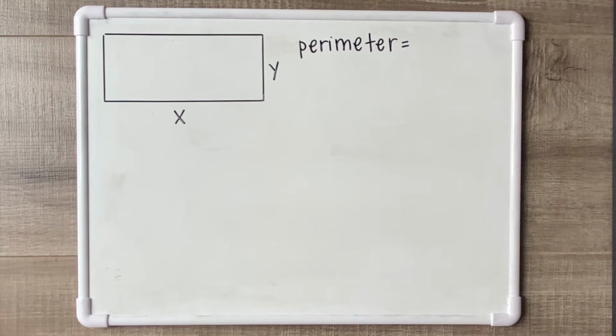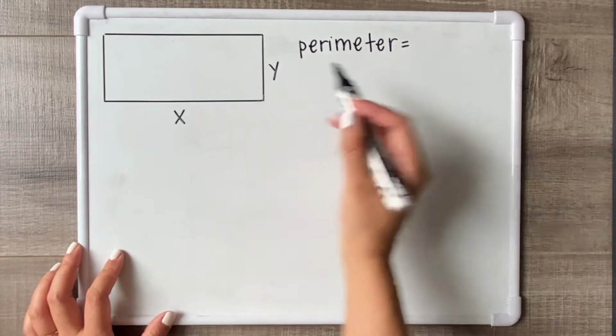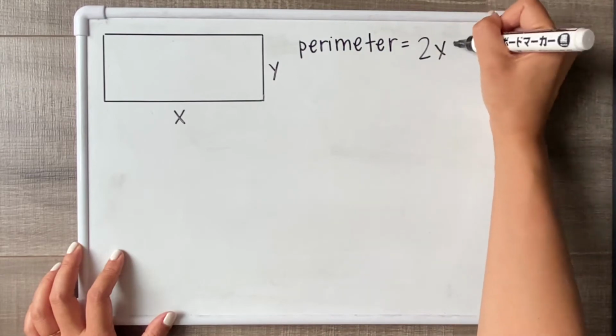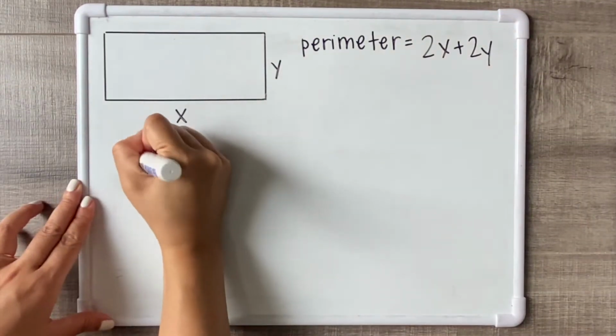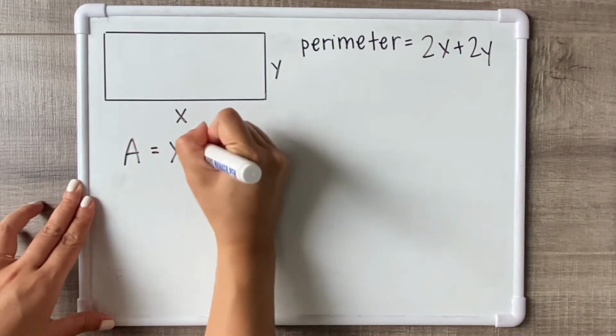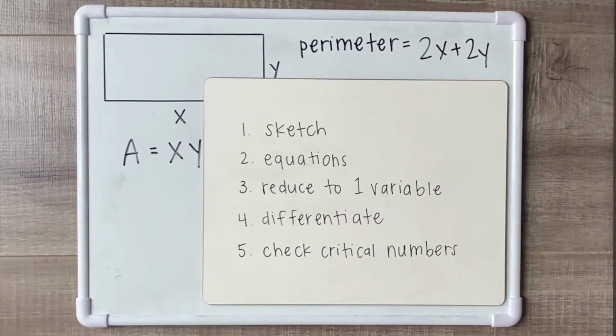So you already know from geometry that a rectangle's perimeter is 2 times the length plus 2 times the width. So let me write that right here. And you also know that the area of a rectangle is length times width. Actually, we already did the first 2 steps, to sketch the figure and write down the equations. So let me check that off.